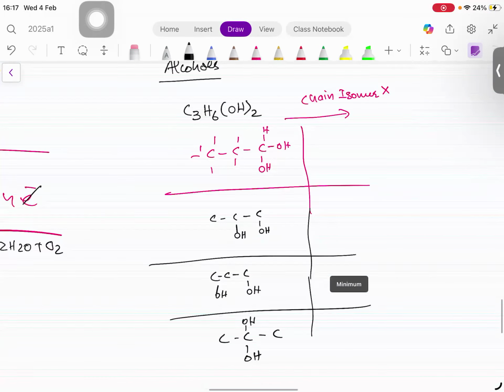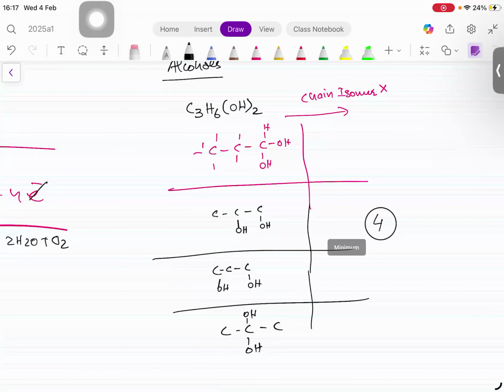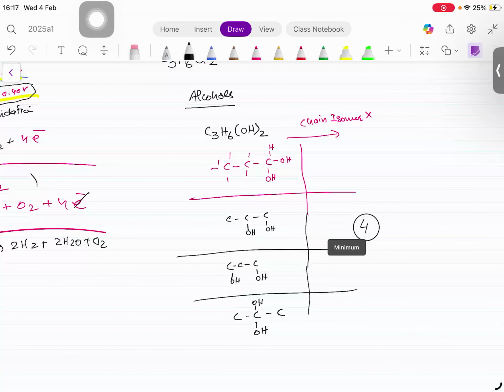So 1, 2, 3, 4. Four is the right number. And there is no chain isomer.